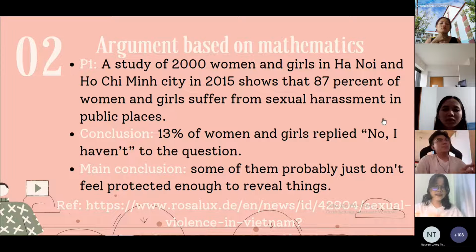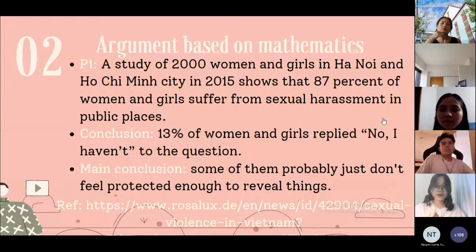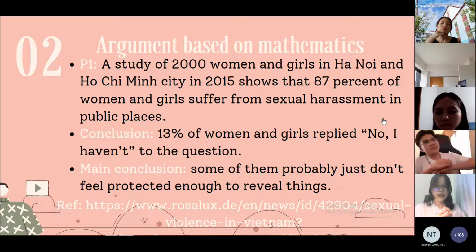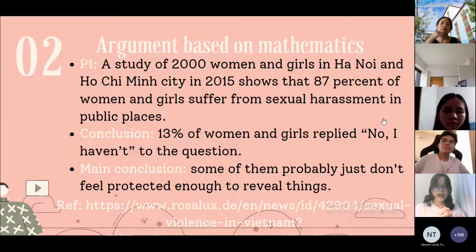And so we think that within that 13%, they might have never been assaulted, or they just are not there to reveal their stories. That might be because they do not feel protected enough, do not feel it benefits them to tell something out. That's our opinion.